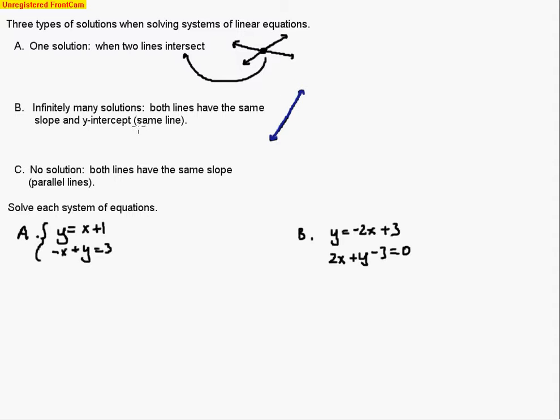So when we have the same line, that means we have infinitely many solutions, we say. There's so many we can't even count them. Every point on that line is a solution. And so we'll see a scenario that looks like that.